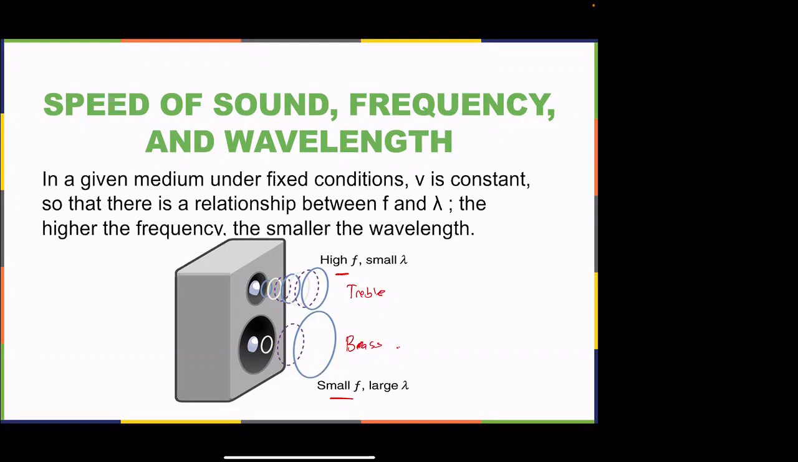But the high frequency means you have a small wavelength. Remember your formula, v equals lambda f. So high frequency, small wavelength, and then a small frequency has a large wavelength. They're inversely related.